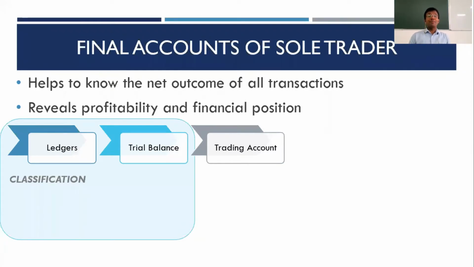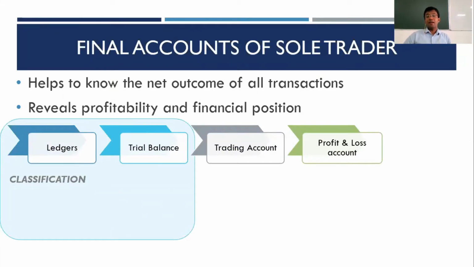Only if you have your trial balance in place can you start off with the preparation of your trading account. The first statement that gets prepared as a part of your final accounts is your trading account. Trading account is prepared to evaluate the gross profit, to understand the gross profit of the firm.